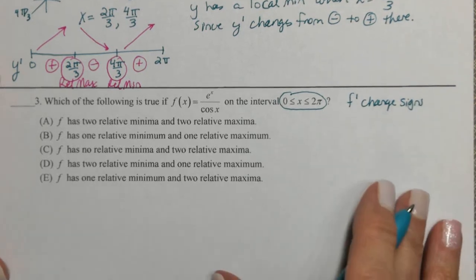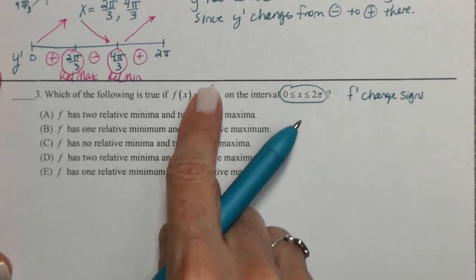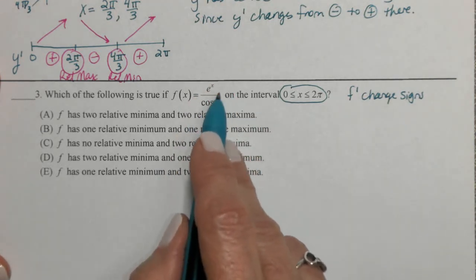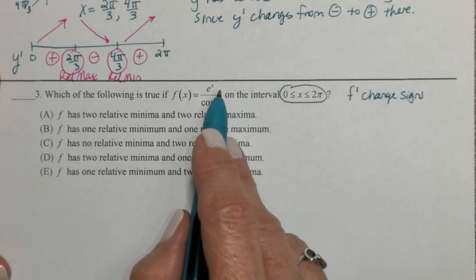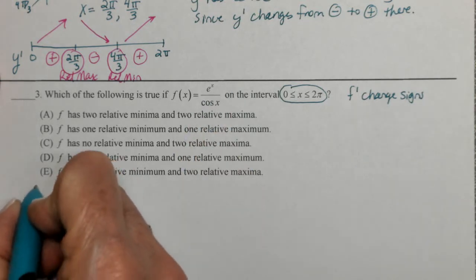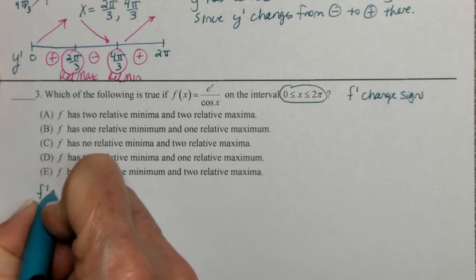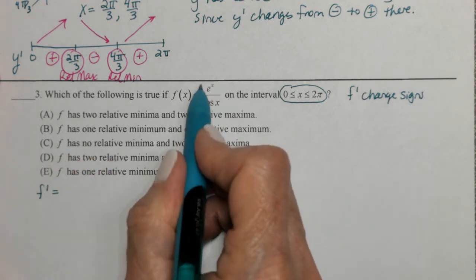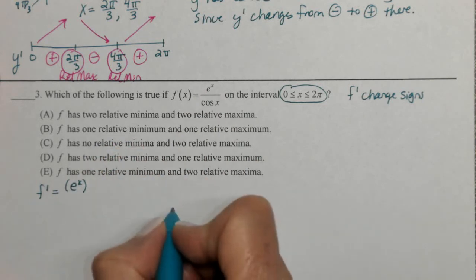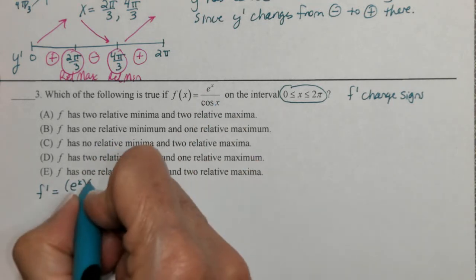So first let's find f prime. I see a quotient. I could change that to a product, moving cosine to the top and making it secant, but I think I'm just going to leave it on the bottom and use the quotient rule. So f prime is equal to, I start on top, take the derivative. The derivative of e to the x is e to the x. Multiply by the bottom left alone.